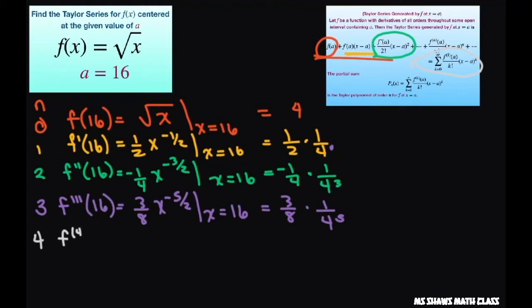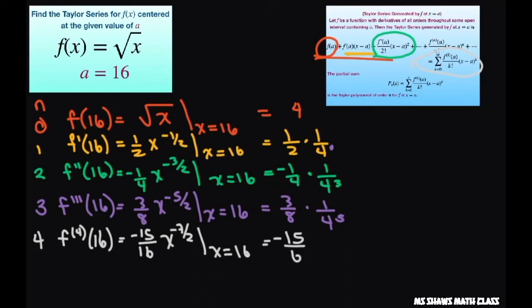The fourth derivative at 16 equals negative 15 divided by 16 x to the power of negative 7/2. And evaluating that at x equals 16 gives us negative 15 divided by 16, and this is going to be times 1 divided by 4 to the power of 7.